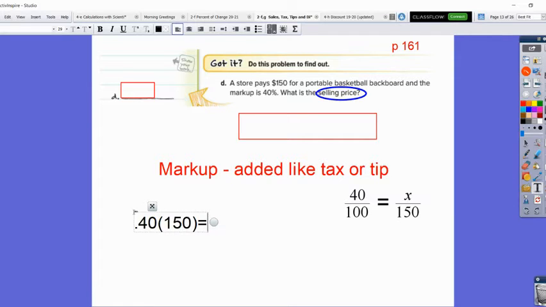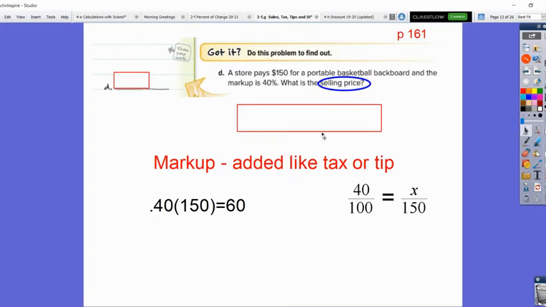15 times 4, $60. That's 40%. So this gives you the markup. If you solve this proportion, you'll get 60. If you do it this way, you get 60. That's the markup, how much you're going to increase the price. So then you add that to the $150.